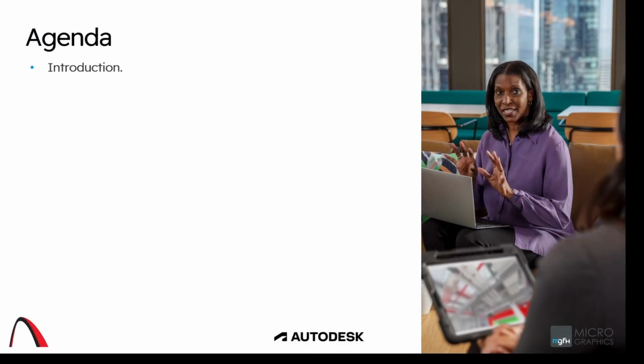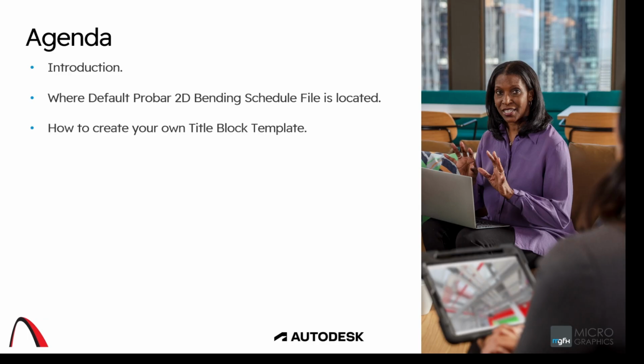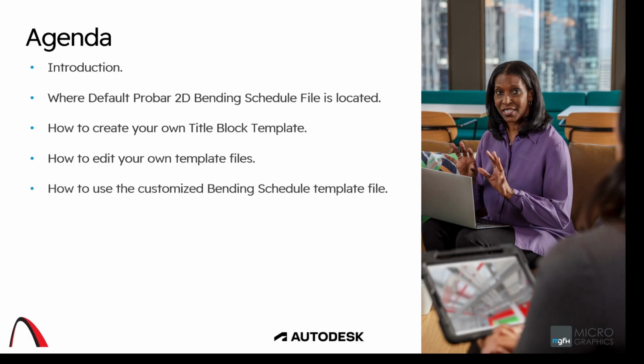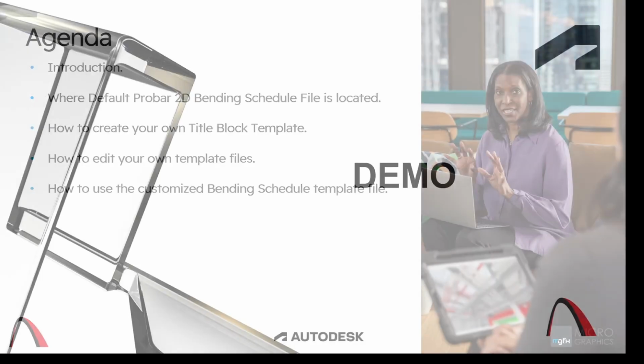I'll just do a brief introduction, and then navigate to where the default Probar 2D bending schedule files are located, and then how to create your own title block template, and then we will get into how to edit your own template files, and then how to use the customized bending schedule template file in Probar 2D.